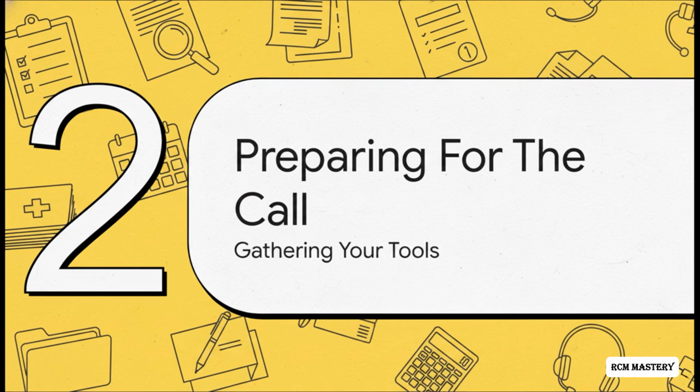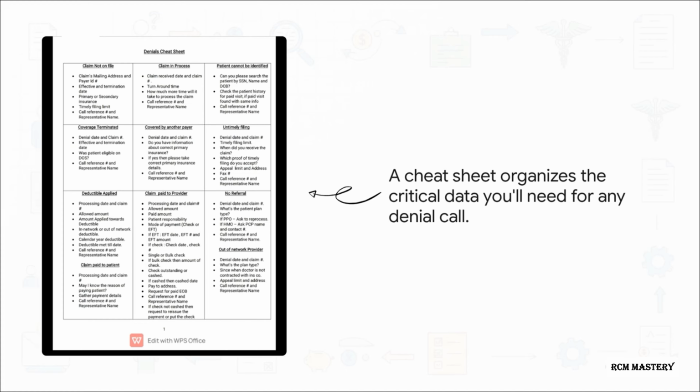Okay, next section, preparing for the call. This is all about gathering your tools so you can have a really effective conversation. And your first line of defense is going to be a cheat sheet. Seriously, think of it as your command center. It organizes all the critical info you'll need for any denial call. Having everything right there means no awkward fumbling, no, can you hold on a sec? It just immediately tells the insurance rep that you mean business.